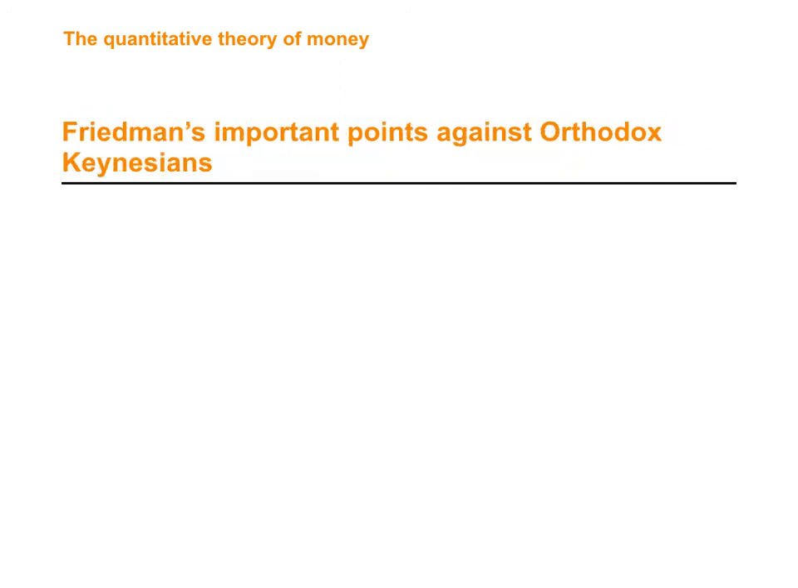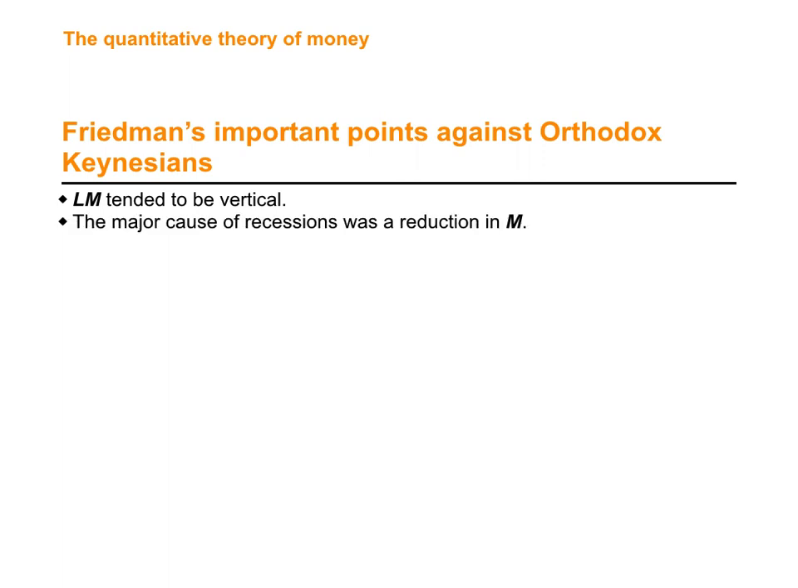So Friedman is going to make some important points against the orthodox Keynesians. The first one is that LM tended to be vertical, and this is because he included expectations. The Keynesians didn't put much emphasis on expectations. And the other main point is that the major cause of recessions was a reduction in the money supply or the stock of money.